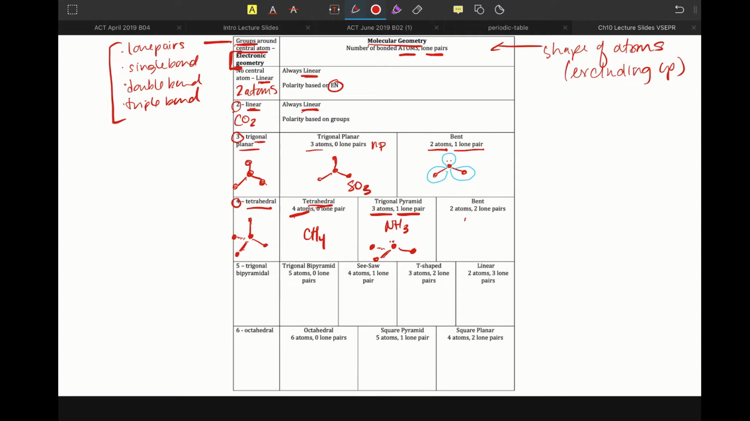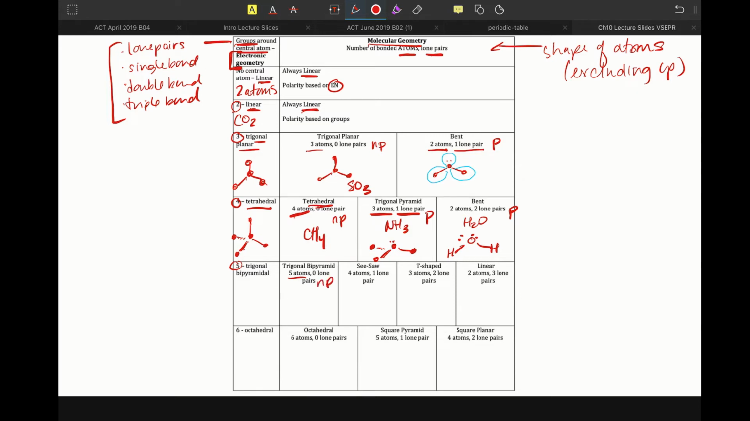Or we could have something that's bent that has 2 lone pairs and 2 atoms. Water being the classic example there. And then we get into these larger molecules where it's the same thing. I'm not going to draw them because I don't have space in those tiny boxes that I left. But 5 things would be called trigonal bipyramidal. Again, if they're all atoms, labels. This one would be polar. This is nonpolar. This one is polar. This one is polar.